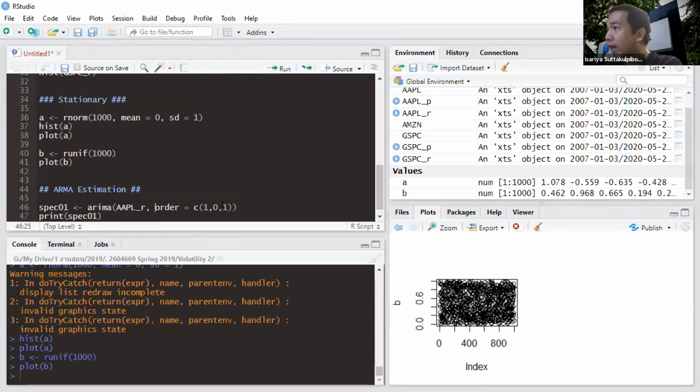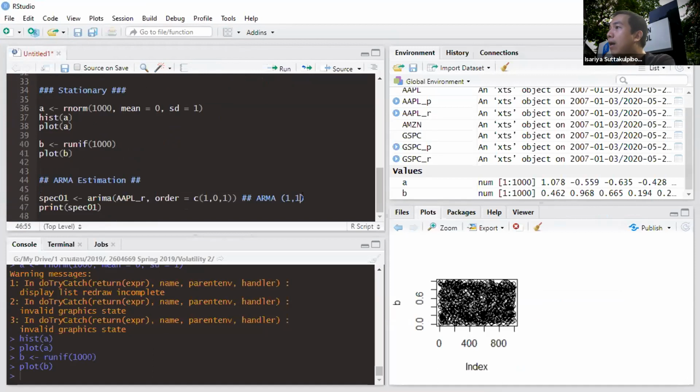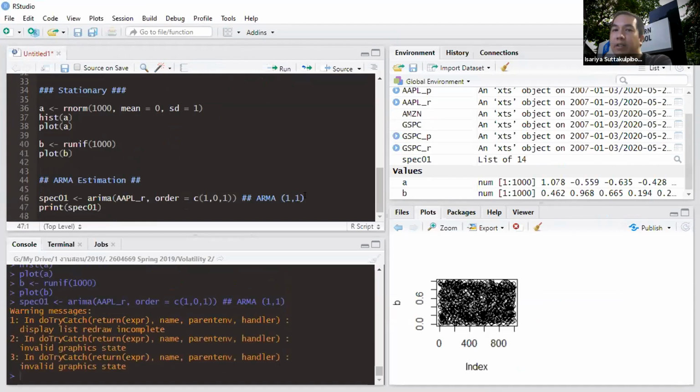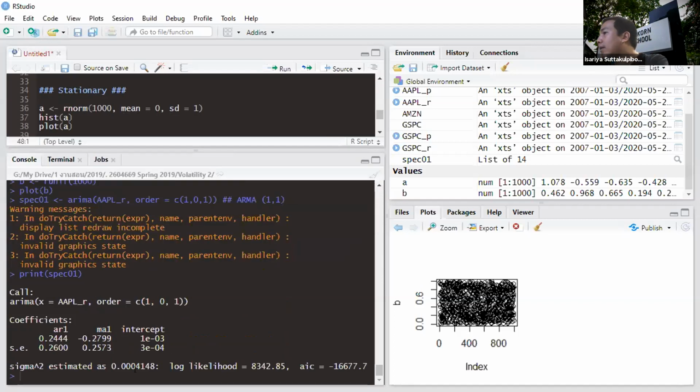Okay, I have Apple, right? ARIMA Apple return, order 0, 1, 0, 1, 0, 1. This is ARMA 1, 1. Put this into the spec 0, 1. Just a warning, but it's okay. Don't worry about it, right? And print. I hope you guys can see this.